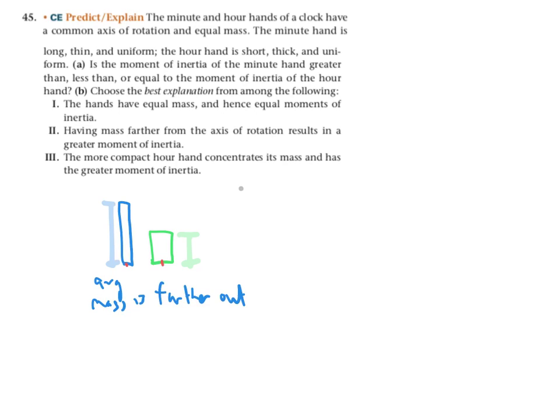And we remember that the moment of inertia is some number essentially times the mass times the distance squared. And so since the masses are going to be the same, but the average mass is further out, the minute hand wins, as it were. So the minute hand, right? The minute hand has a greater moment of inertia, and that's explanation 2.